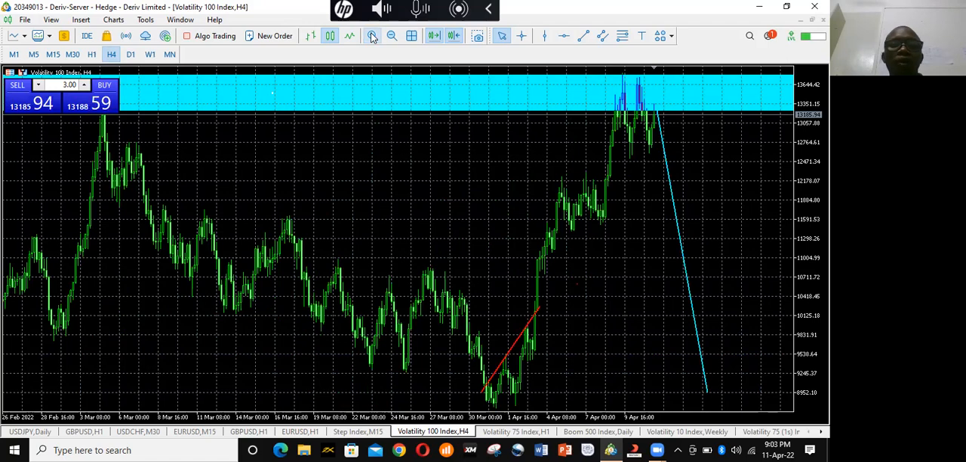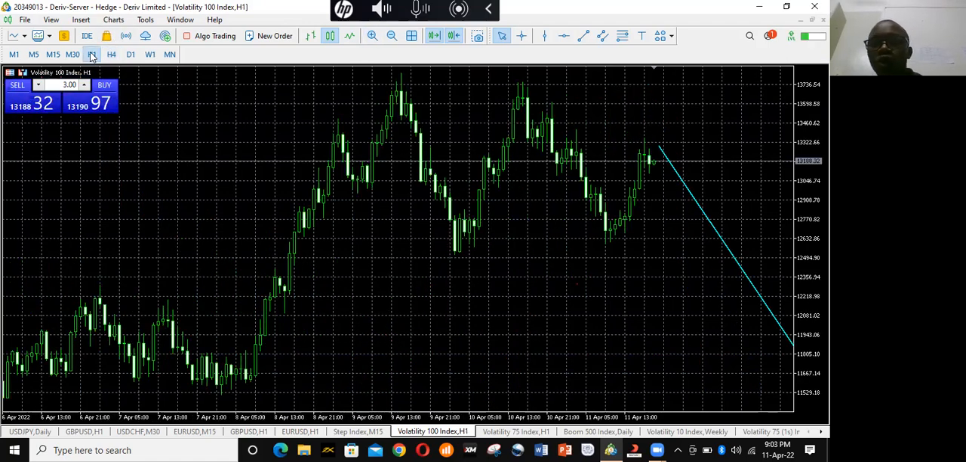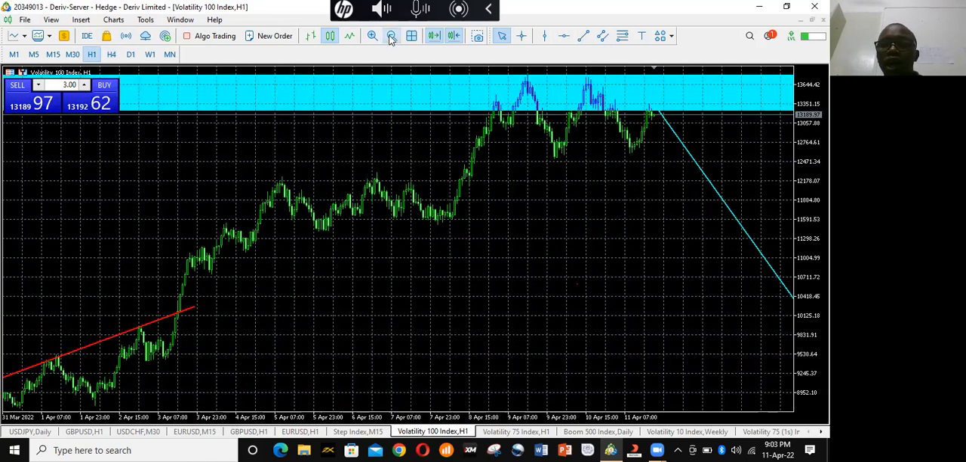So from the 4 hour time frame, what we do, we go to the 1 hour time frame, because we are looking for an entry. Okay, we are looking for an entry. Do you see the zone is assisting us to see when the market is going to sell here, because it is in the demand zone.